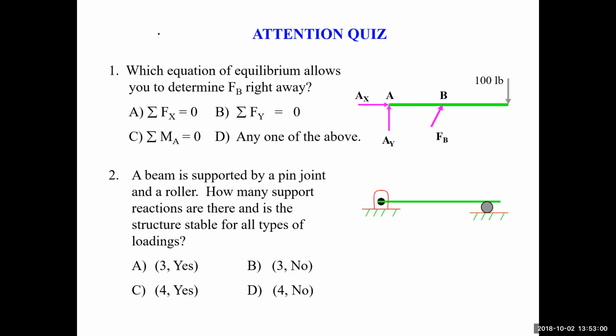A beam is supported by a pin joint and a roller. How many support reactions are there, and is the structure stable for all types of loading? Did you say B? Yeah, B, right? There's 3 supports. And if you put a loading on it like that, it's not going to be very stable, right? So it is not always stable.